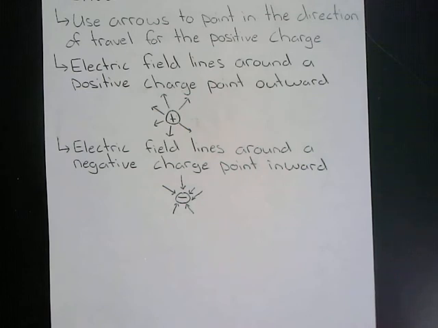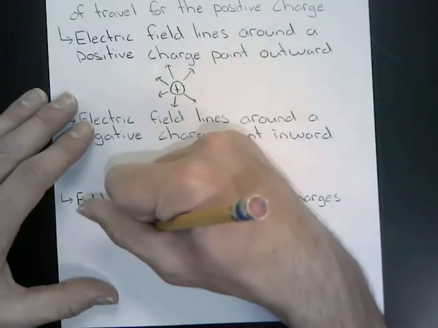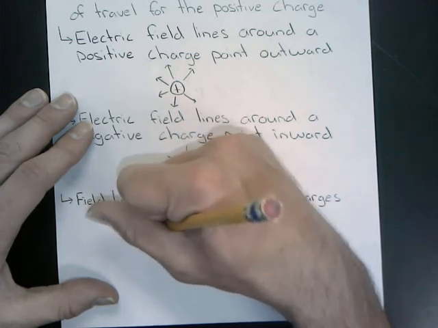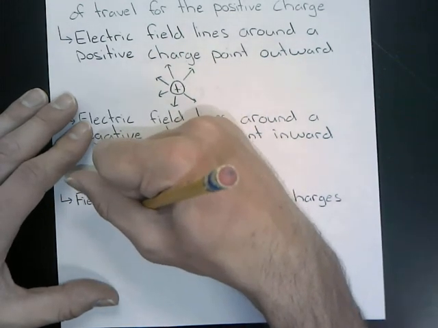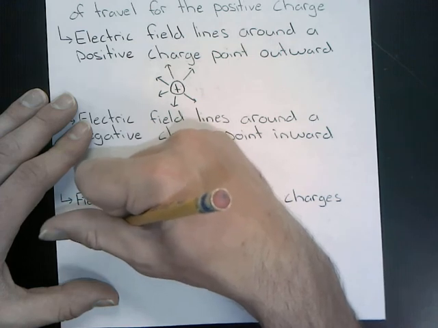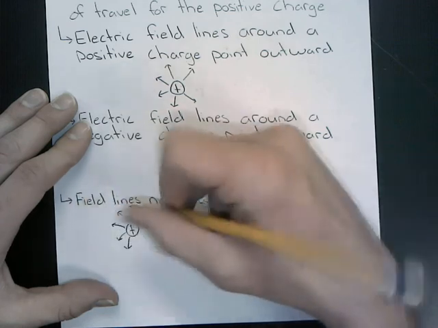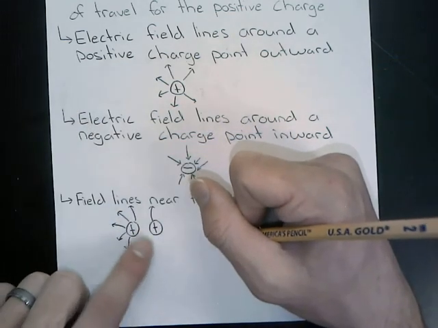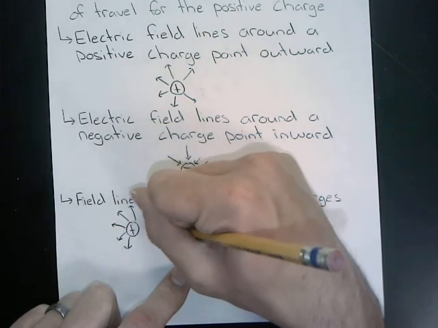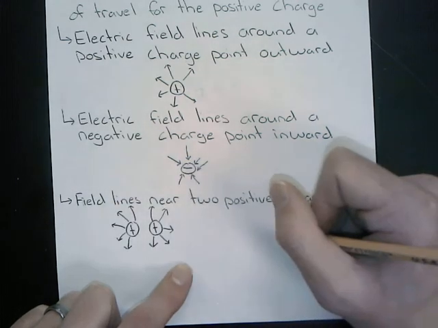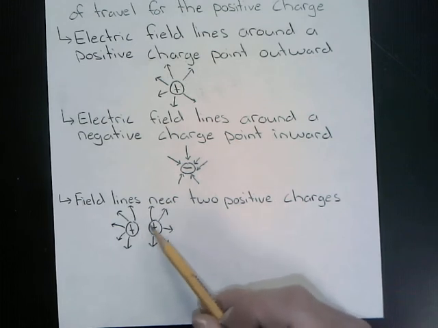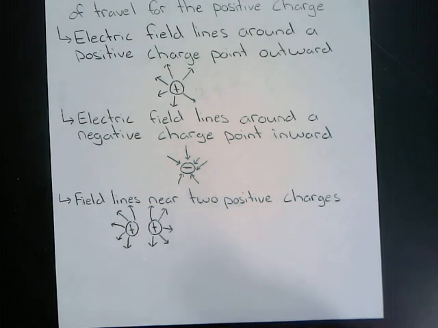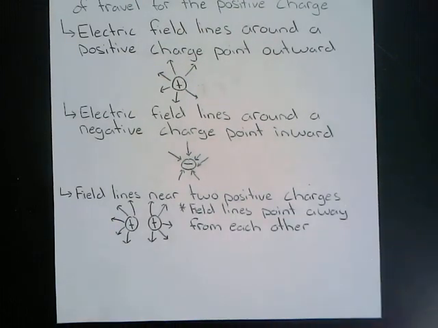Okay, so now we can piece this together through some examples. Let's say we have field lines near two positive charges. Our two positive charges are near each other, and the field lines would look as follows. Again, this is the direction of the positive charge. These two positive charges would be repelling, and that's shown by the field lines. Notice there's space in between these two positive charges, and that is showing it is repelling. So two things: one, the field lines point away from each other, and two, the charges are repelling each other.